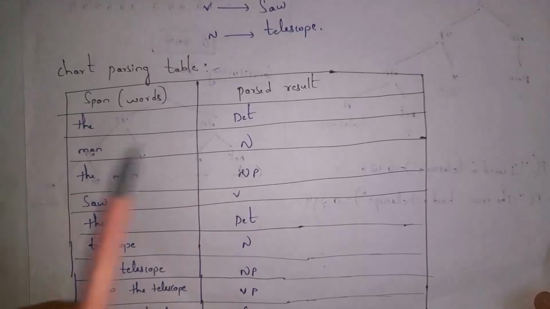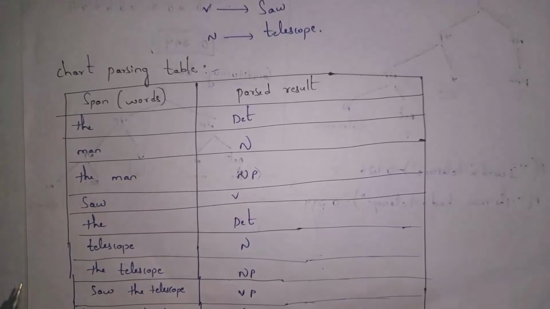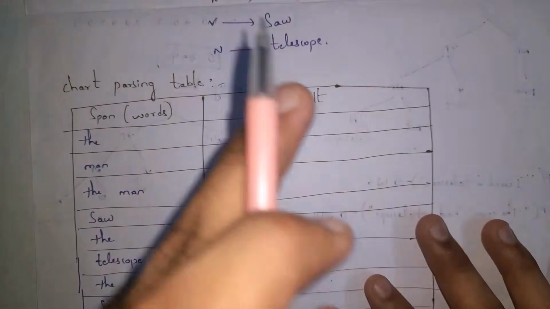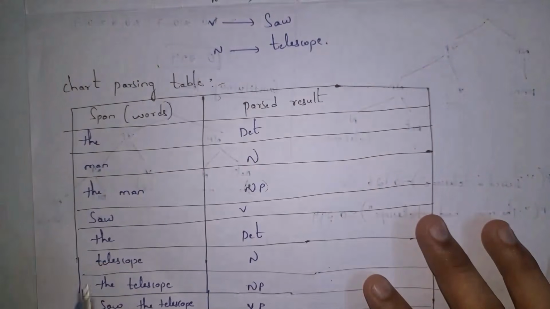So the is determinant, man is noun. Like that, we need to store all combinations in one table. So whenever we get any similar sentence, instead of finding grammar rules again, we can simply look at this table and check the grammar rules. So we created a chart parsing table for this sentence.